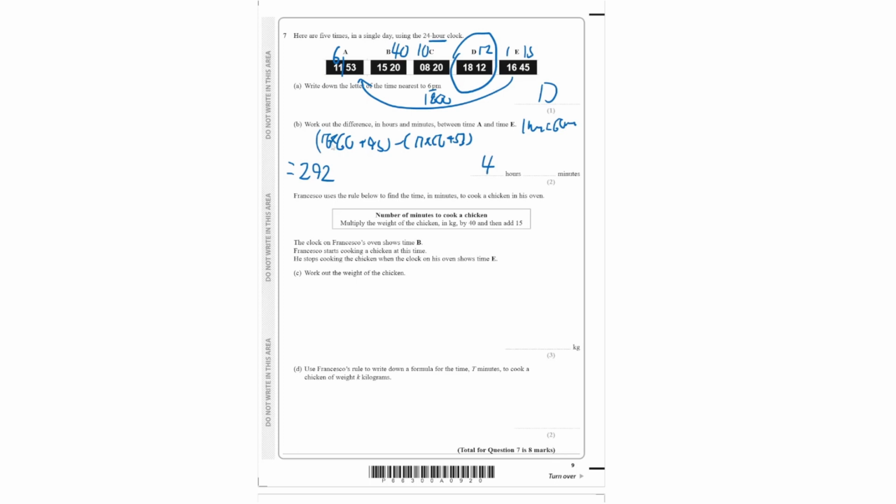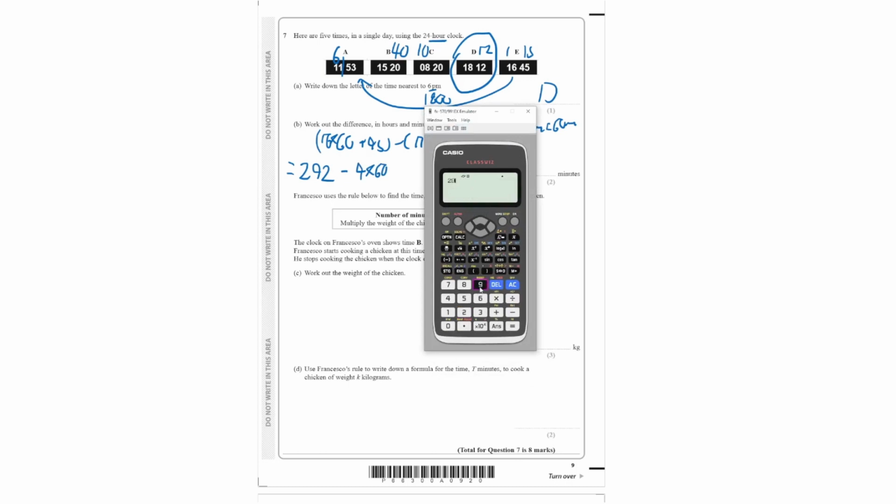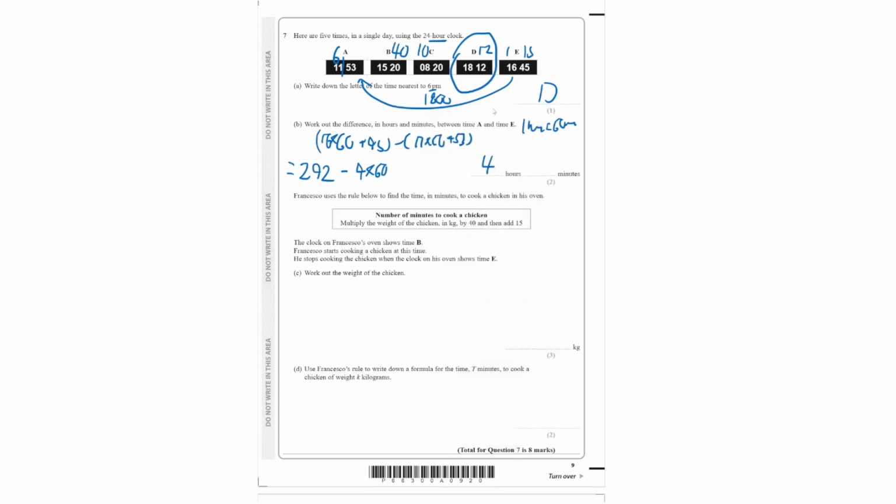Now we know how many hours are inside 292. We can simply write 292 minus 4 times 60 and this will give us our amount of minutes. So 292 minus 4 times 60 gives us 52 minutes.